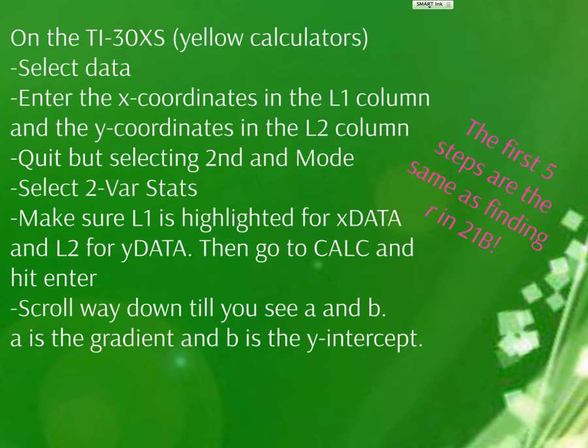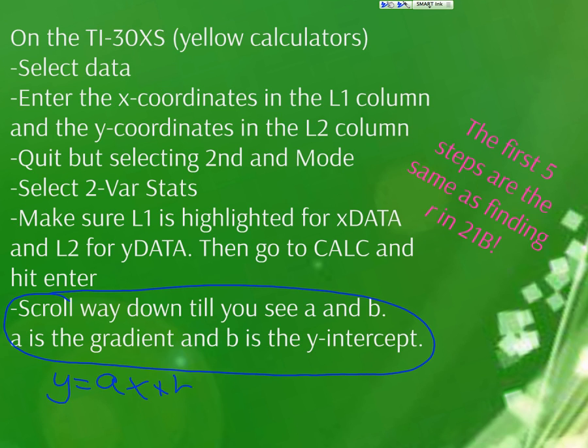So go in there, make sure your L1 and L2 are highlighted, and then remember we had to scroll way down to find R on Monday. A and B are right before R. So if you want to write something down, I would write this part down so that you know that A is the gradient and B is the y-intercept. So when you write your line, it's like y equals ax plus b. When you just plug it in, scroll all the way down, and then you got your line.